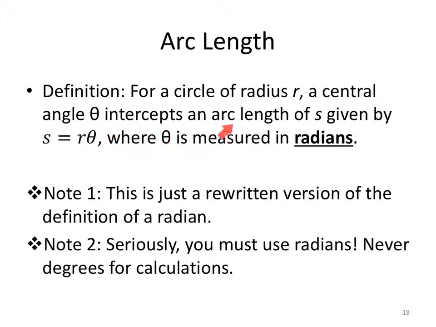A central angle theta intercepts an arc length s given by s equals r theta, where theta is measured in radians. And this is nothing new, right? We defined theta to be s over r. Multiply both sides by r. Hey, look, it's radians. Seriously, though, you must use radians. Don't ever use degrees for arc length calculations, or you will be wrong.